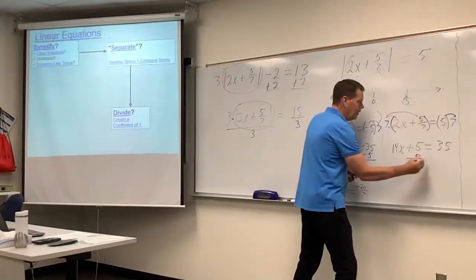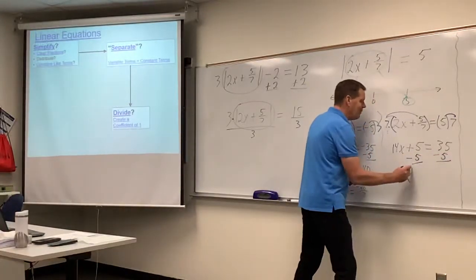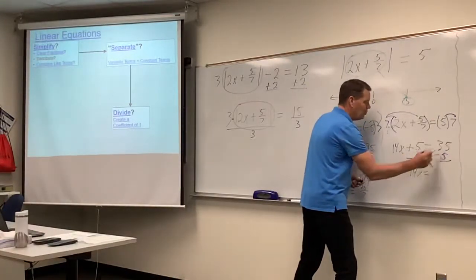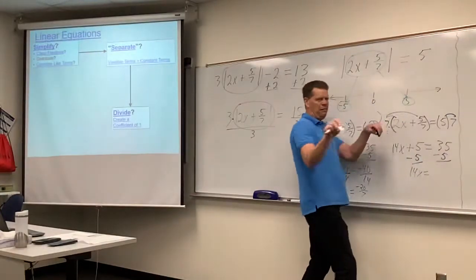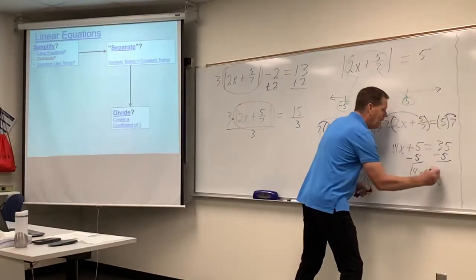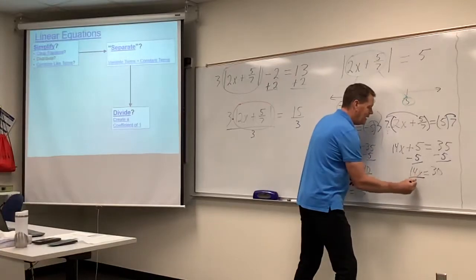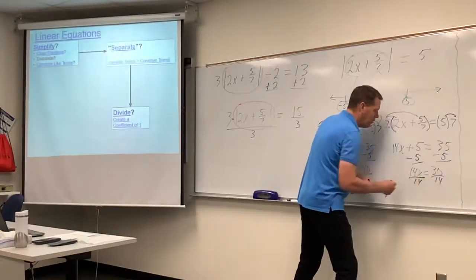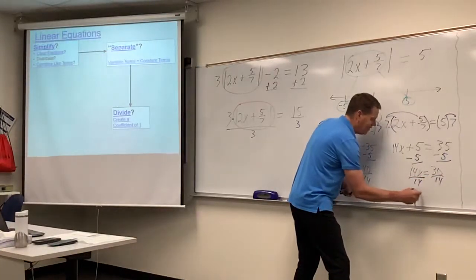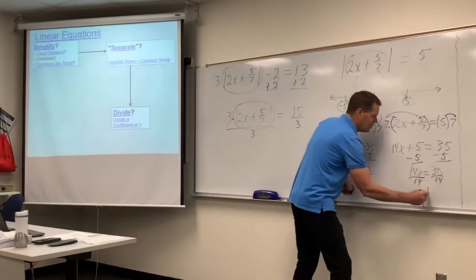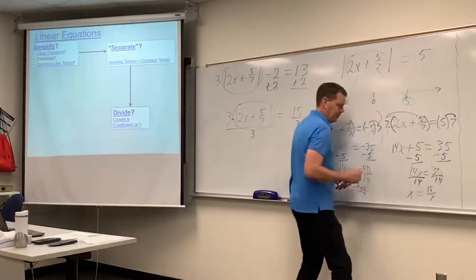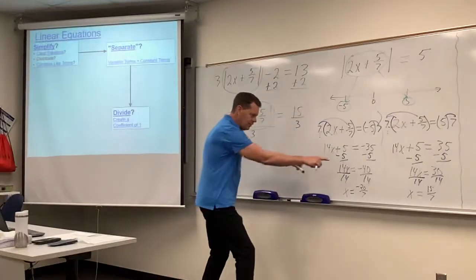Subtract the 5 over. Incidentally, this is assignment 8. Hopefully at this point in time, everybody's going, this is so February. And then divide. That reduces to 15 over 7. All right, so those are the 2 values of x.